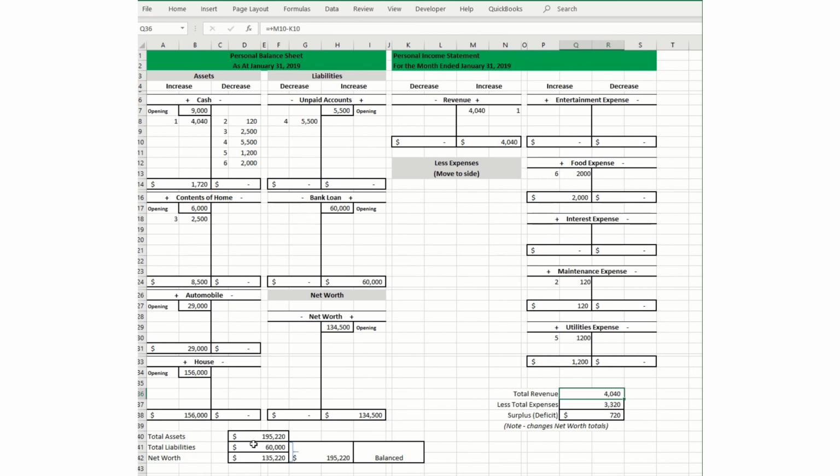For the balance sheet component now, your net worth, we have not posted any entries yet, but your net worth at this point for this worksheet calculation will be the balance in your net worth account. Add any surplus or take away any deficit that you may have. So in this example, we'll have $134,500 plus the $720 to give us a total in this case of $135,220. Adding that to our liabilities, we are then in balance to the value of our assets, being $195,220.